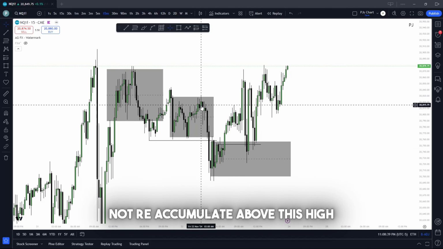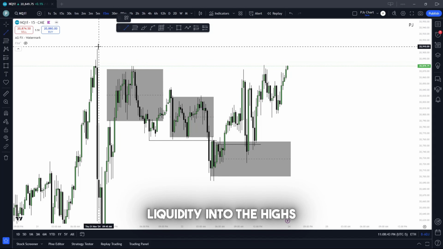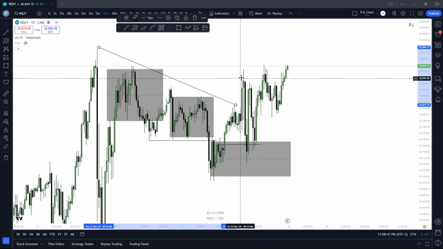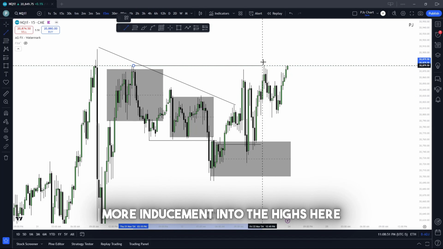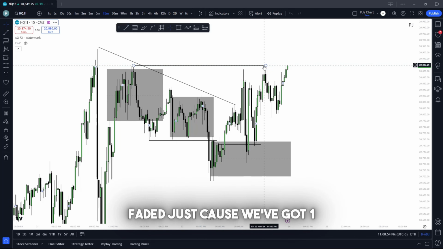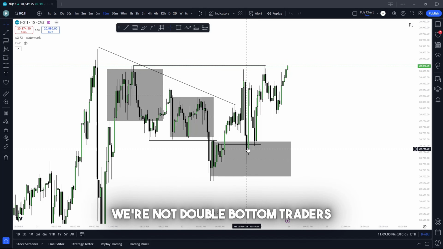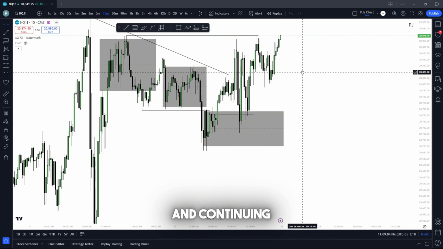Not reaccumulating above this high, yes, I understand that, but we're inducing more trendline liquidity into the highs. Easy low resistance, followed by more inducement into the highs here. You can't be faded just because we've got 1-2 taps into it, right? We're not double top traders. We're not double bottom traders. We understand why this low should hold from this low holding and continuing.